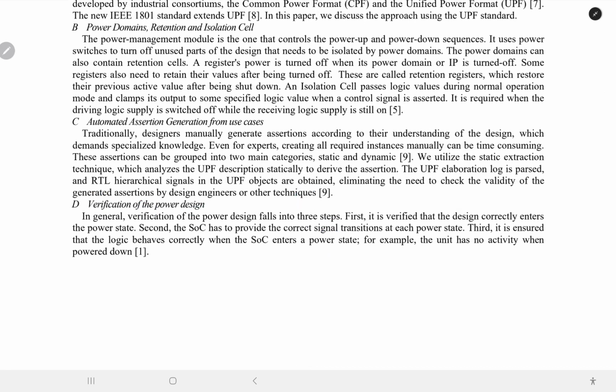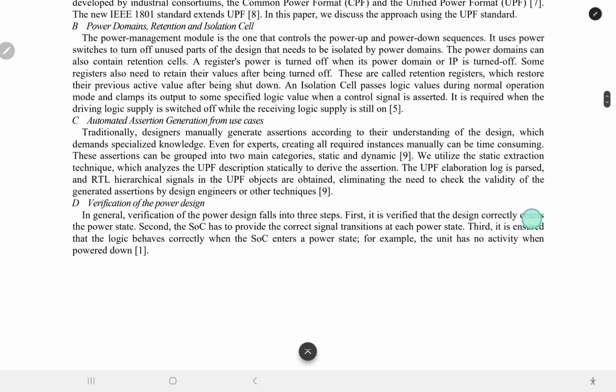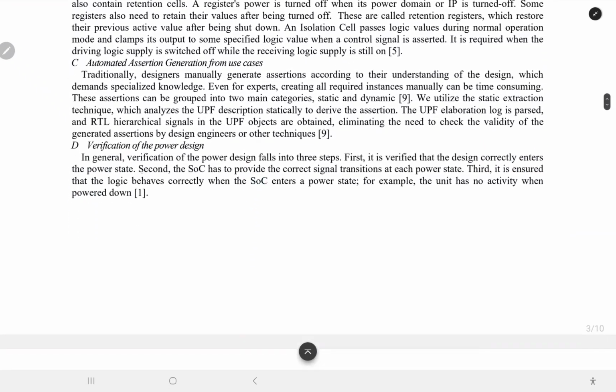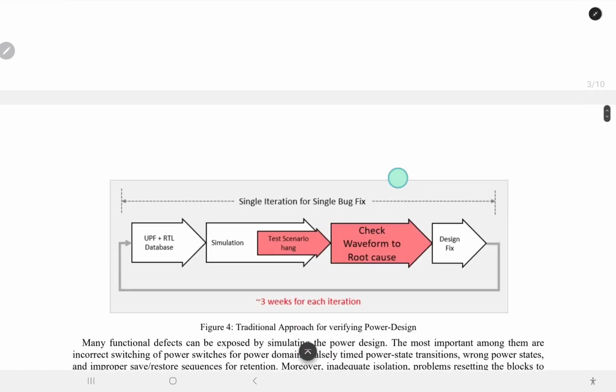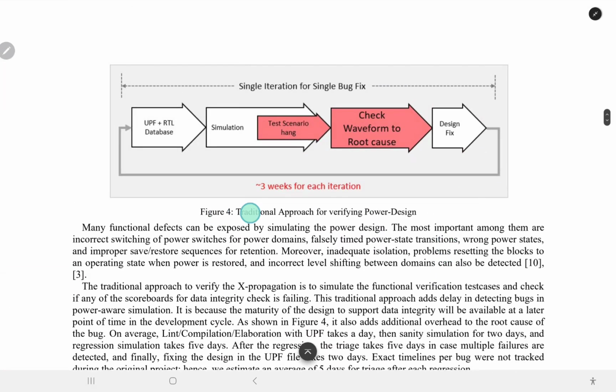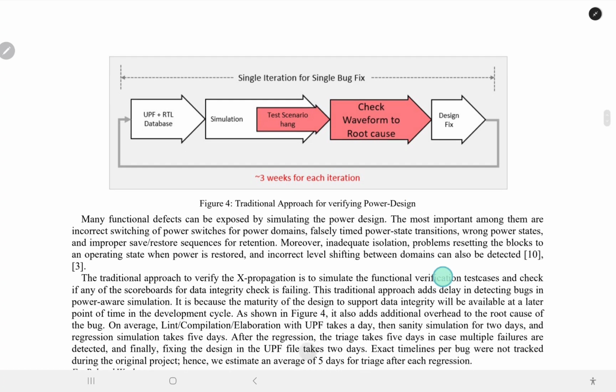D. The verification of the power design. In general, verification of the power design falls into three steps. First, it is verified that the design correctly entered the power state. Second, that the SoC has provided correct signal transitions at each power state. Third, it is ensured that the logic behaves correctly when the SoC enters a power state. For example, the unit has no activity when powered down. Figure 4. Traditional approach for verifying power design.